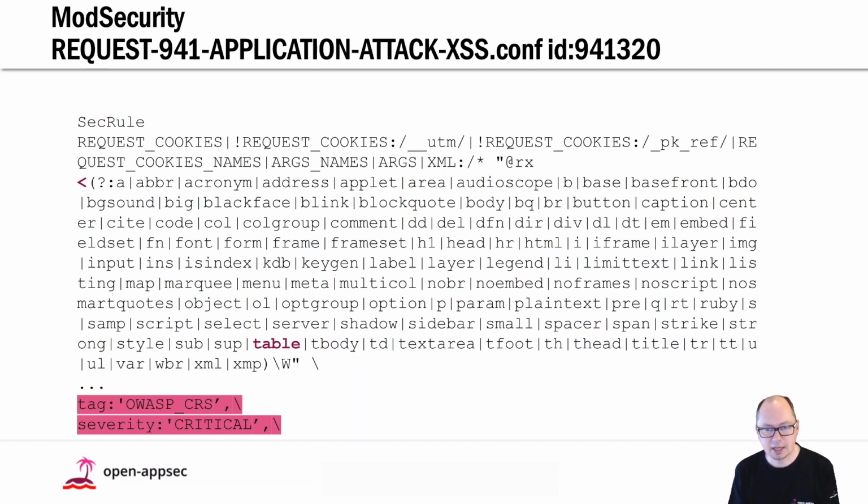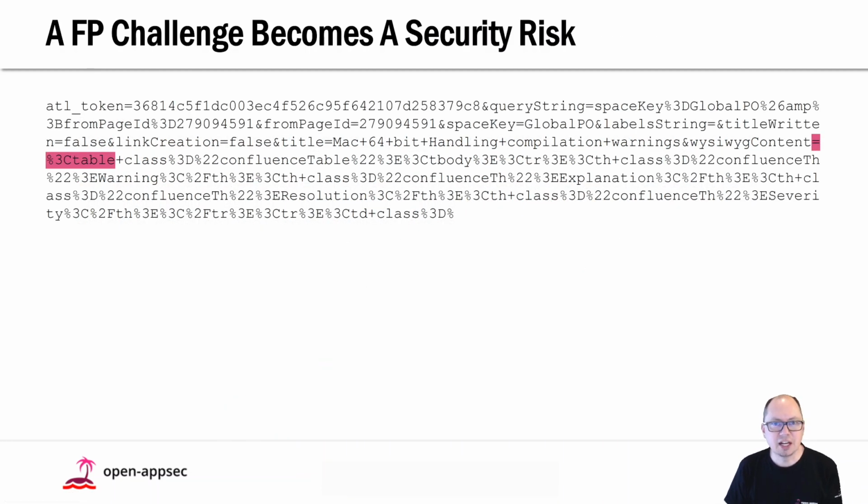So this is just to show you the specific rule set. There are many different keywords that are typically used in cross-site scripting attacks, and here you can see the table, tagged as OWASP core rule set, with the severity of critical. So what's the challenge here?